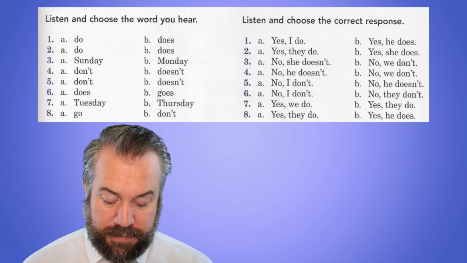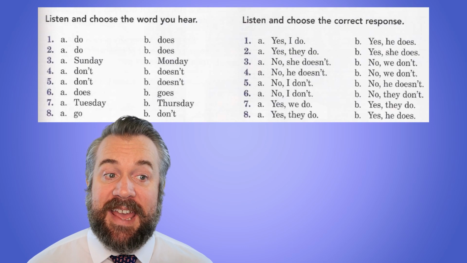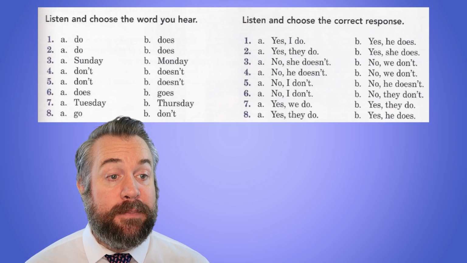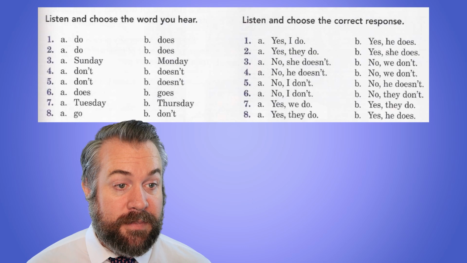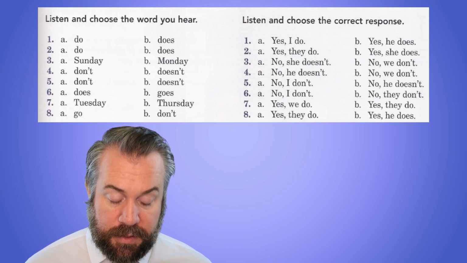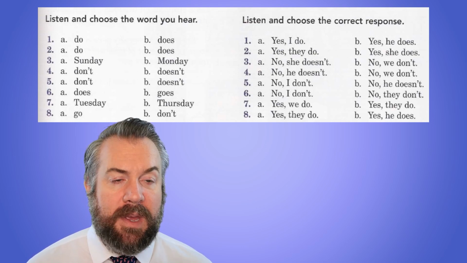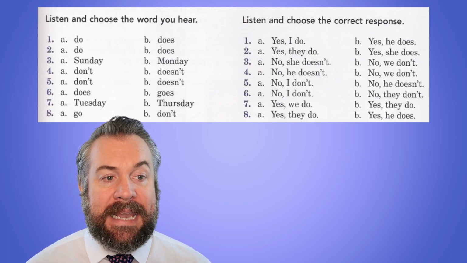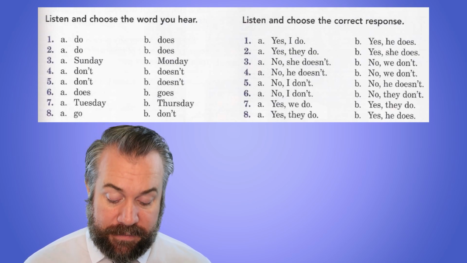Number 3. We do a different activity every Sunday. A. Number 4. Larry doesn't play a sport. B. Doesn't. He doesn't play a sport. Number 6. Sally goes to a health club every week. B. Goes. But we skipped number 5. We don't go to Stanley's restaurant. A. Don't.